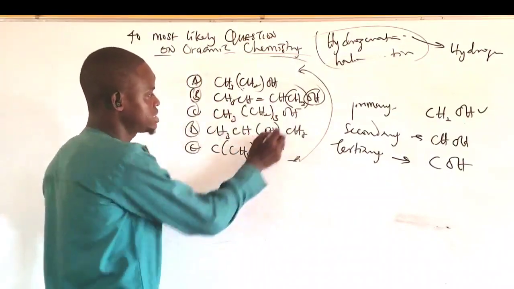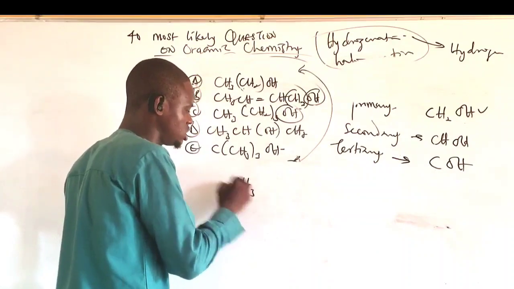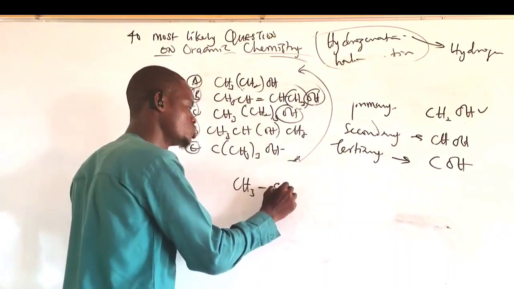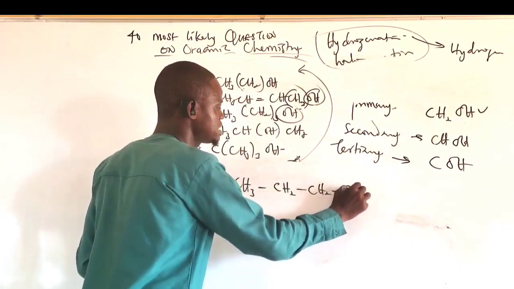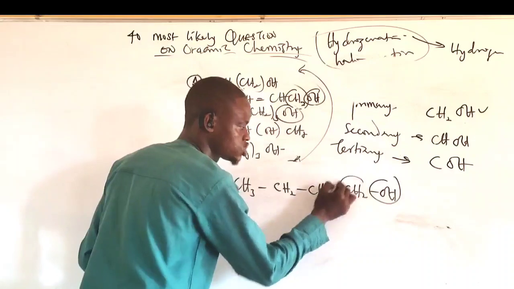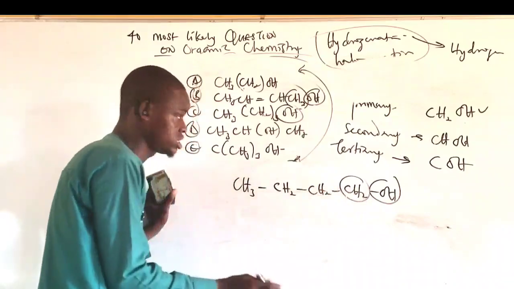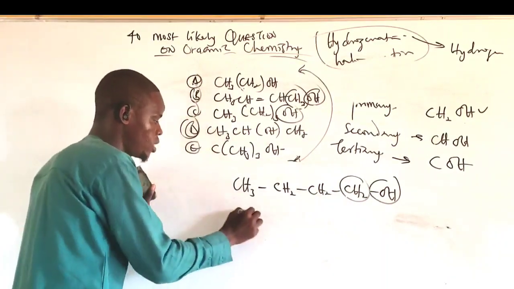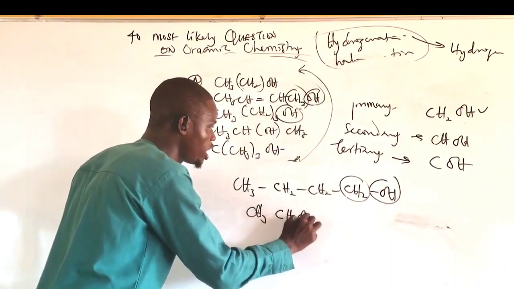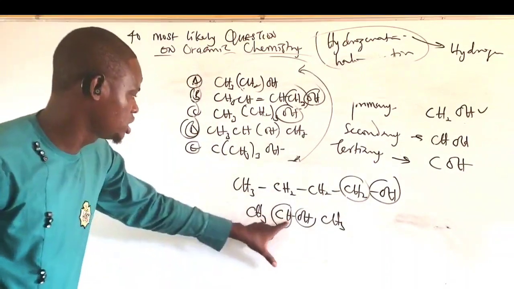In option C, this is the hydroxyl. Let me write this thing out for you. CH3, CH2, CH2, and then CH2, then OH. Now, this is the OH attached to this carbon with two hydrogen. Are you getting something? First of all, I split this to understand. In option D, we have CH3, CH, OH, then CH3. Now, this is the OH attached to this carbon, but that carbon has one hydrogen.